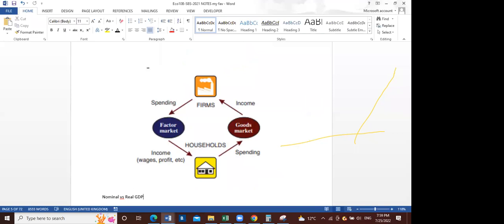Once you're given the values of GDP, and you are required to calculate whether there is economic growth or not, there is a formula that we use in calculating economic growth.